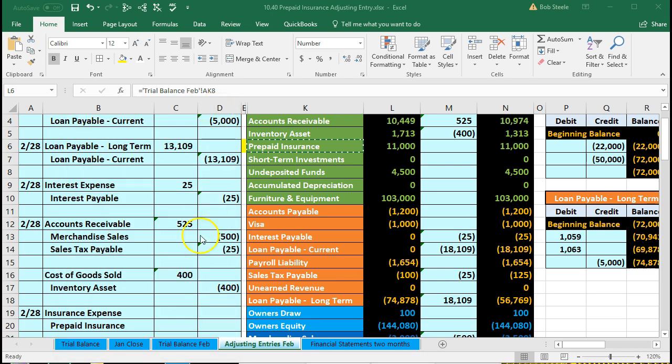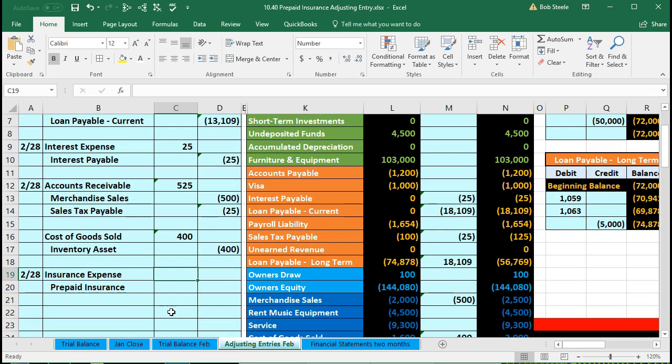We'll do that one more time over here. I'm going to put that same calculation here. We are in cell C19, equals 11,000 divided by 12 months. That's going to give us 917. It is rounded, so note that it is rounded there. We're going to credit for the same amount. So there we have it. We're going to record this.